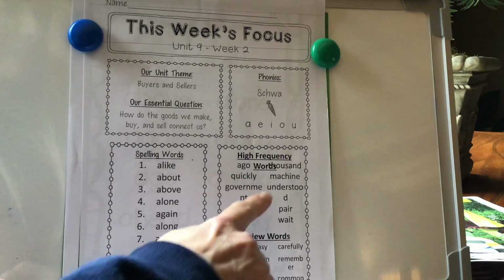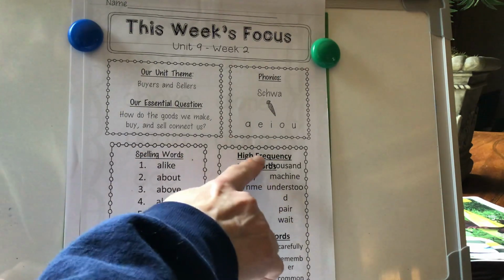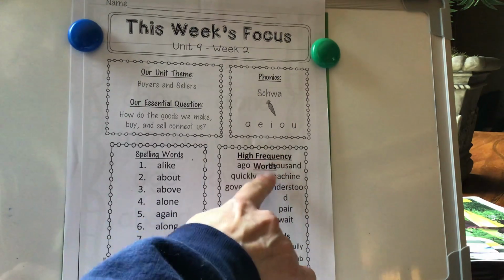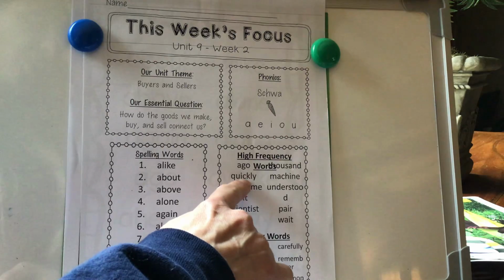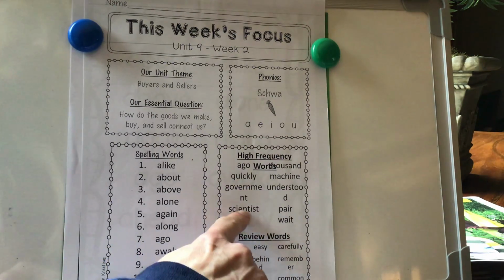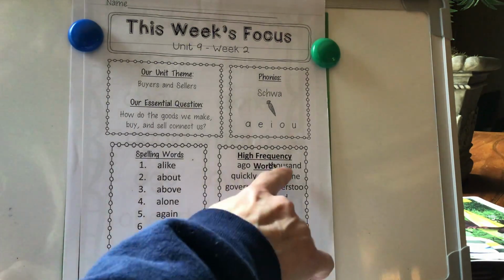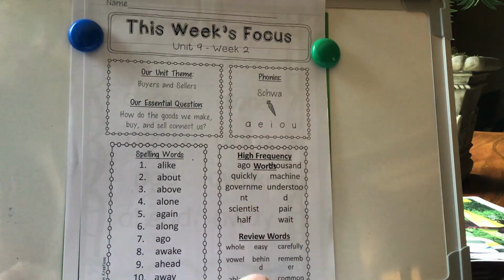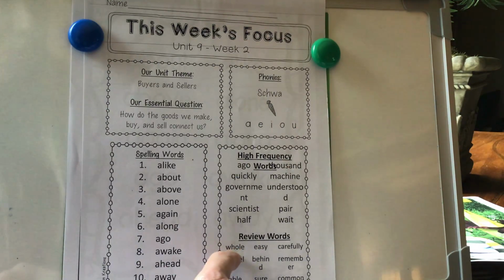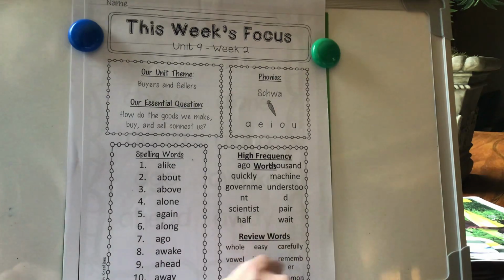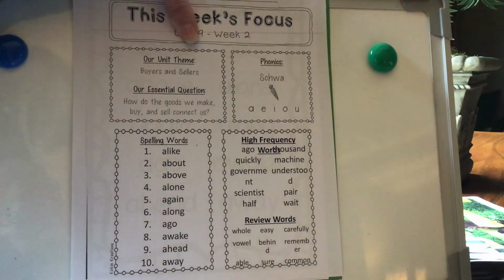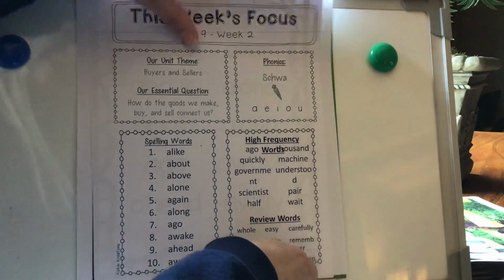Okay, our high frequency words. I'm sorry, for some reason when it printed, it got all jumbled. Our high frequency words are the common words we use on a regular basis: ago, quickly, government, scientist, half, thousand, machine, understood, pair, and wait. And our review words are whole, easy, carefully, vowel, behind, remember, able, sure, and common. And able, sure, and common are down at the bottom here. So there's able, sure, and common.